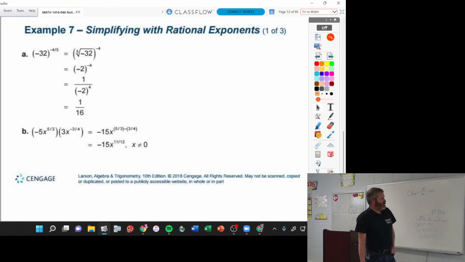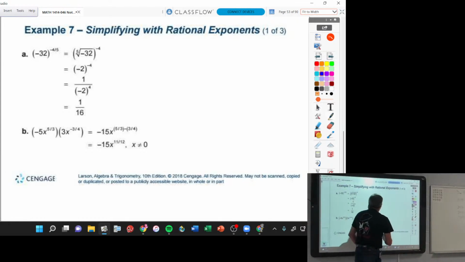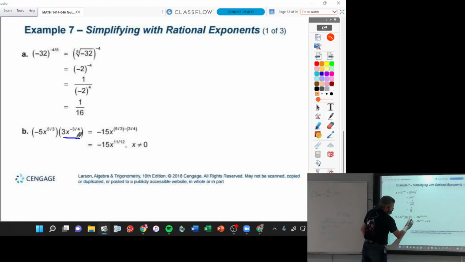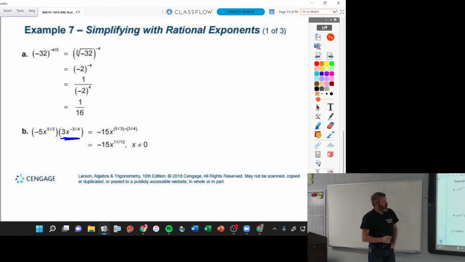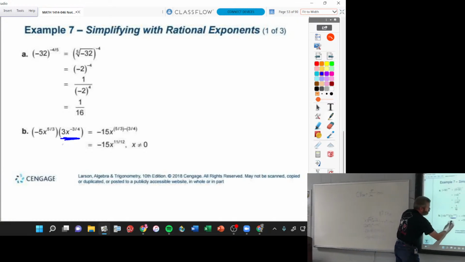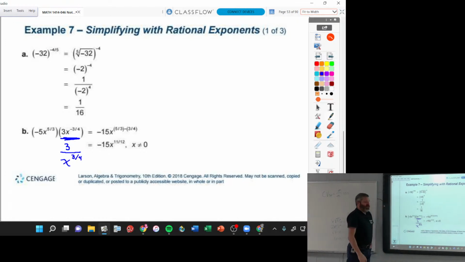And then, of course, it tells us that x can't be 0. The reason x can't be 0 is because of this one right here: 3 times x to the negative 3/4 power. What that means is 3 over x to the positive 3/4 power, right?